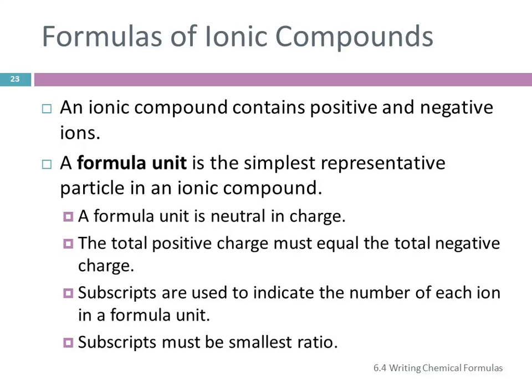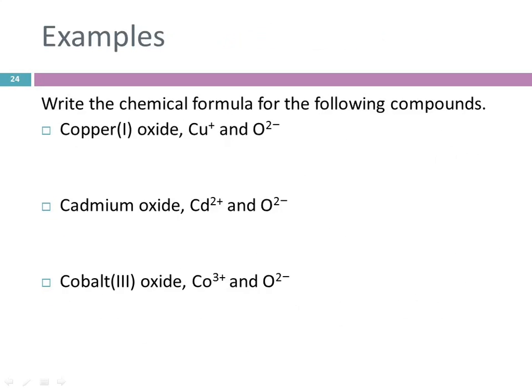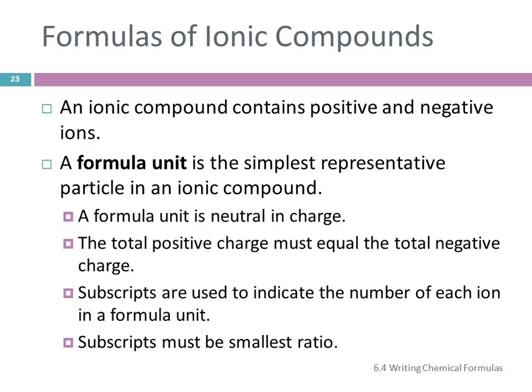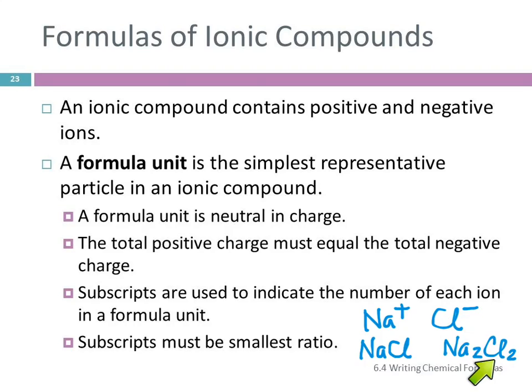So if you had something like, if you've got sodium and chloride, when you put those together, the formula unit is going to be NaCl. We would not write Na2Cl2. This would be neutral. The charges add up to 0, but it's not the lowest ratio. This one is 1 to 1, this one is 2 to 2.